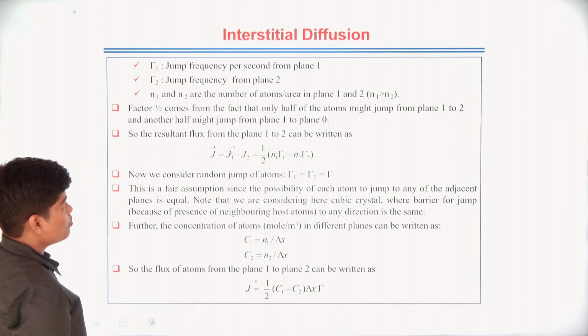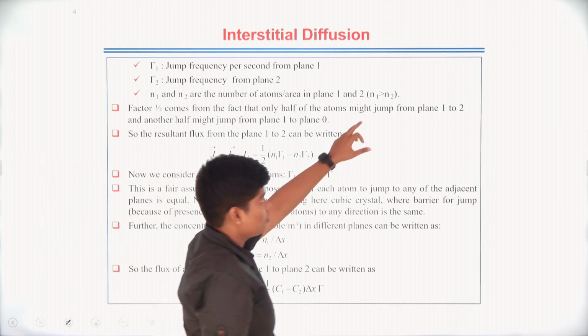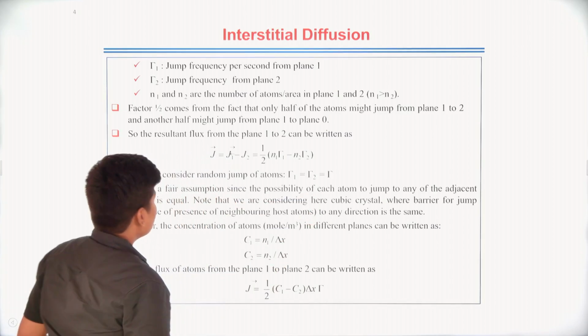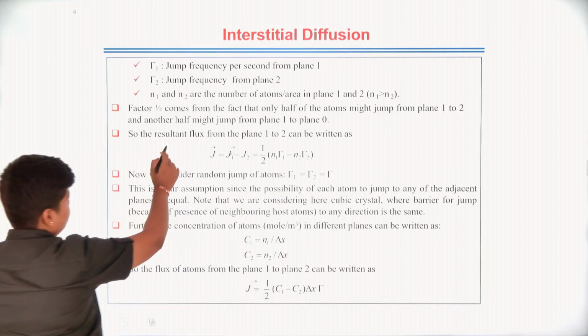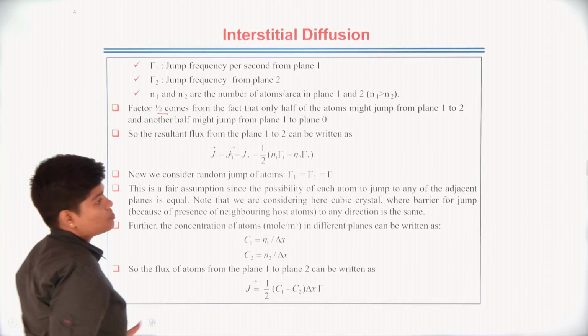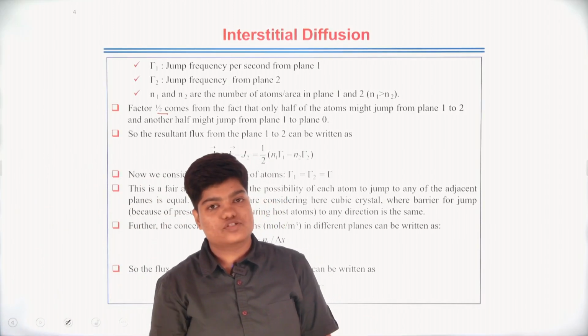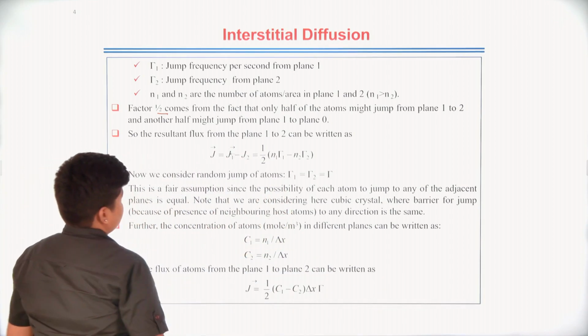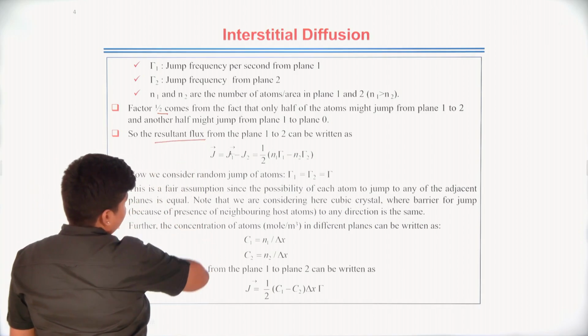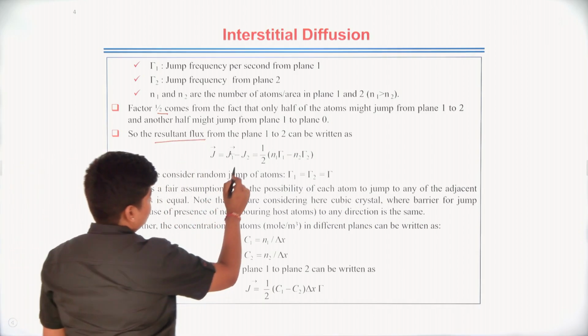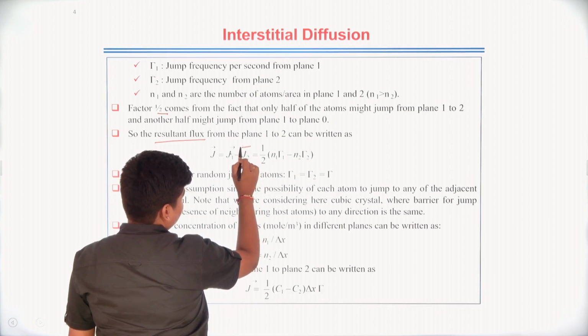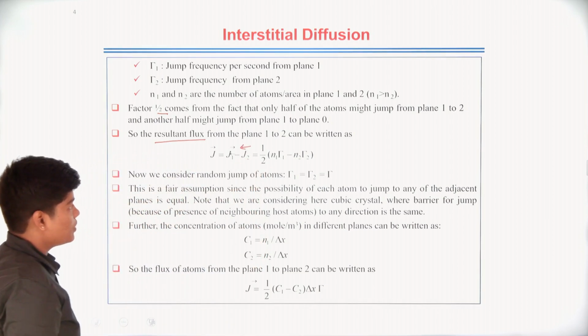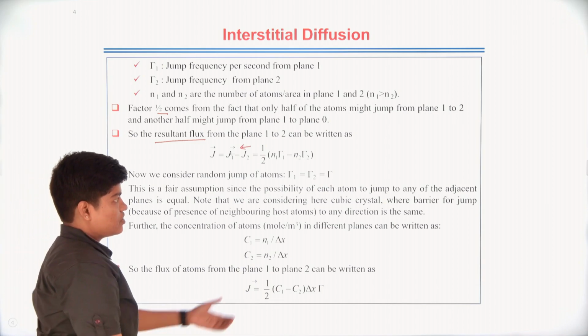plane 2. Also, we have seen that due to the concentration gradient, the number of atoms in plane 1 will be more than in plane 2. The factor half comes from the fact that half of the atoms might jump from plane 1 to plane 2 and might jump from plane 1 to plane 0. So here, the resultant flux we can write as J1 minus J2. J1 minus J2 will be half of N1 sigma 1 minus N2 sigma 2.